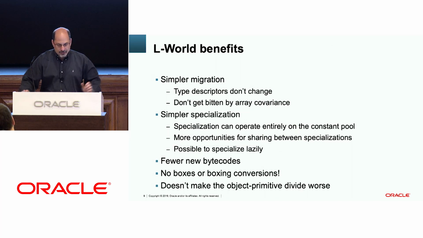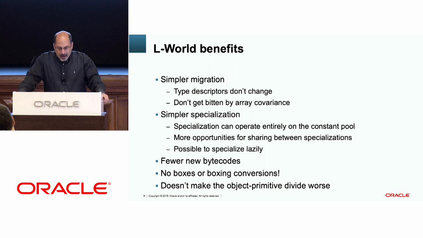So the benefits of this L-World approach are mostly in the programming model. You get simpler migration. Type descriptors don't gratuitously change from L to Q necessarily. We had a terrible problem with arrays where, just like int array is not a subtype of object array, if value arrays were not subtypes of object arrays, you had terrible problems both writing generic code and writing code that was dynamically typed, that wanted to deal with an object and object array.